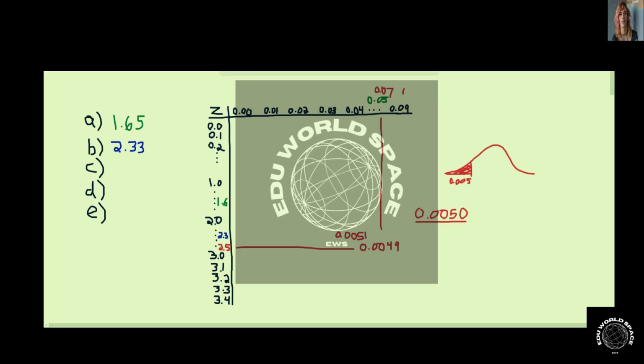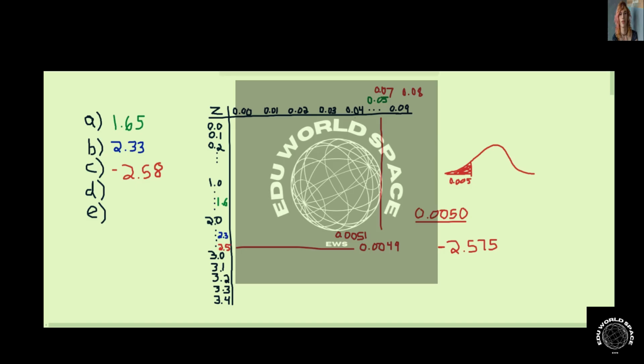So it was between 0.07 and 0.08. Halfway in between those will be 2.575. Again, this will be a negative z value this time. Any left-tailed test will always be a negative z value. And once again, I would round this up to 2.58 but 2.575 is perfectly fine.